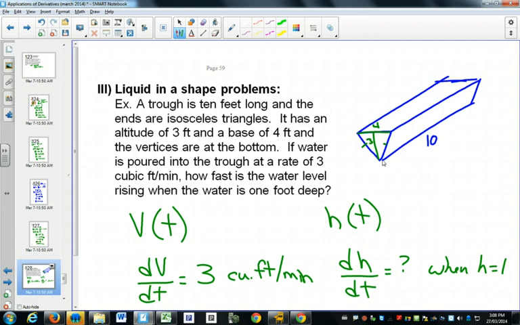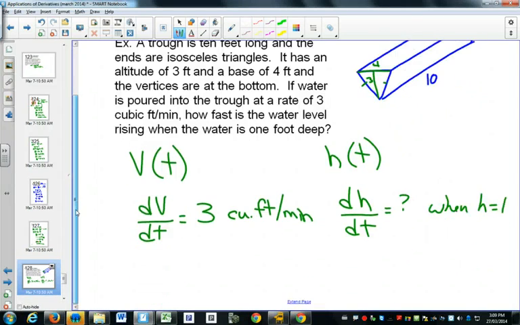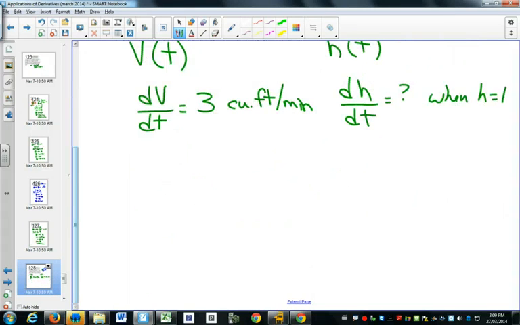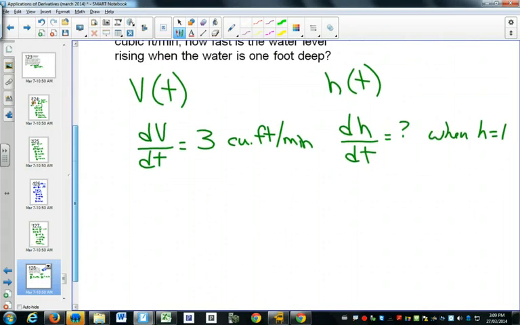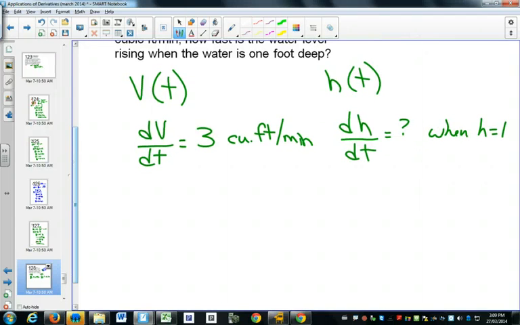So the next thing we need to do is make an equation for the volume using height as the only variable. How would we do that? Well, V equals base times height times width or length. So we can find the area of the base of the triangle times the length of the trough, and that will give us the volume.